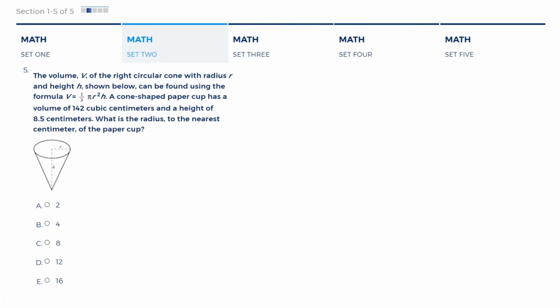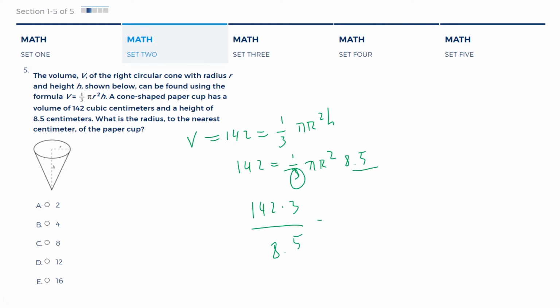Next. The volume V of the right circular cone with radius r and height h shown below can be found using the formula. All right, so the cone shaped has a volume of 142. So V is 142. This is equal to 1/3 pi r squared h. We know that the height is 8.5. So 142 is equal to 1/3 pi r squared times 8.5. I'll move the 3, so it's 142 multiplied by 3. I'll divide by 8.5, which is equal to pi r squared.